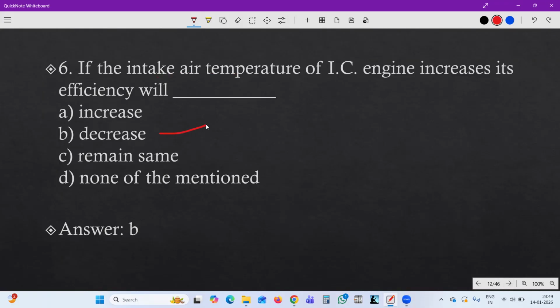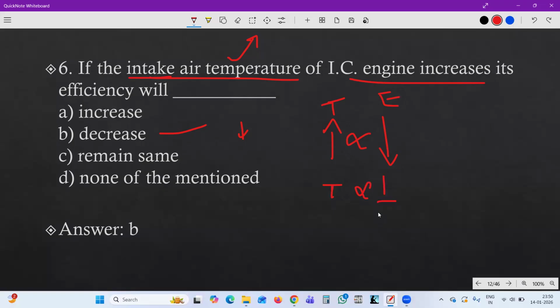It is going to decrease. Definitely the fuel injection will decrease as the intake air temperature of an IC engine increases, which means its overall efficiency will decrease. So as the temperature of the intake air increases, efficiency decreases. We can say it is inversely proportional: temperature is inversely proportional to efficiency. Efficiency is normally denoted by nu.